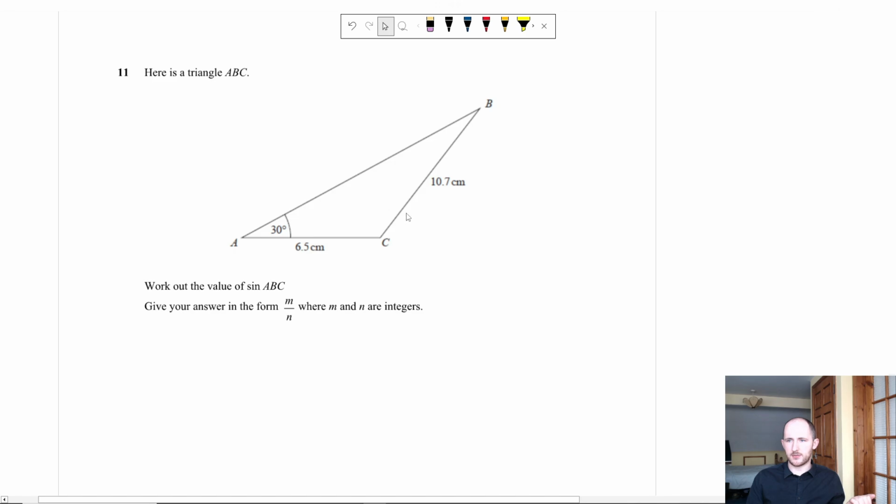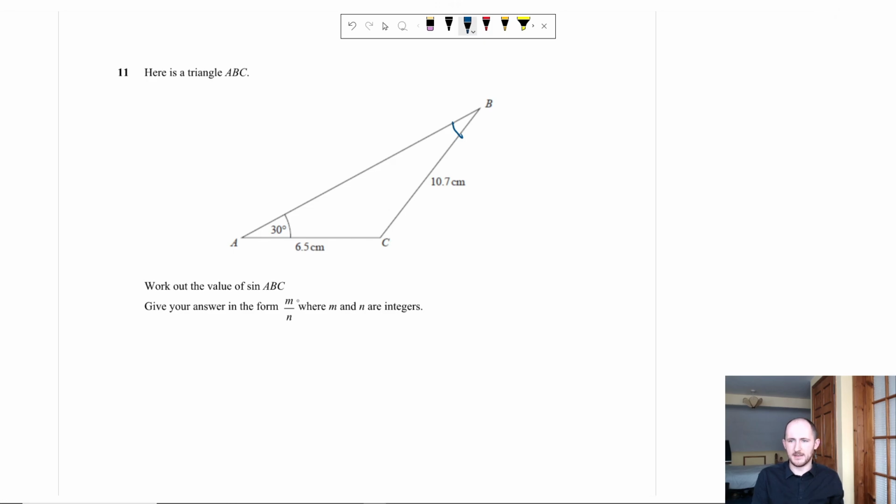Okay, here's a triangle ABC. Find the value of sine ABC. So ABC, that is this angle over here. Okay? Give your answer in the form m over n, where m and n are integers. Okay, so this is a non-right angle triangle. So that means what we're going to be doing is the sine or cosine rule. Now, because it says sine here, I'm going to use the sine rule.